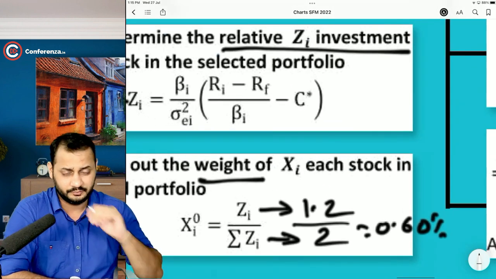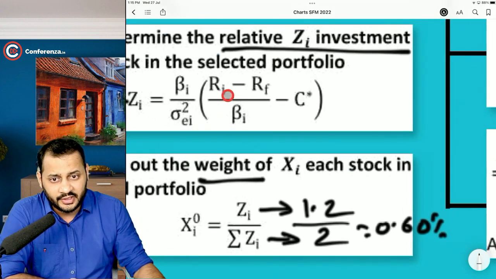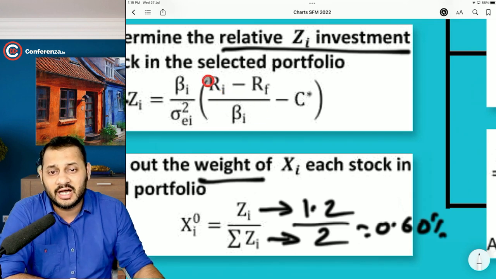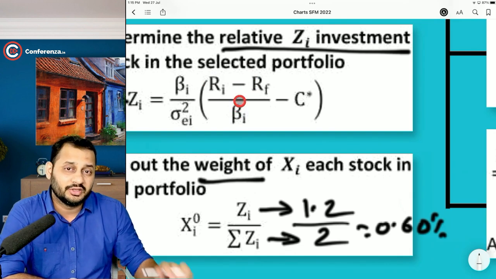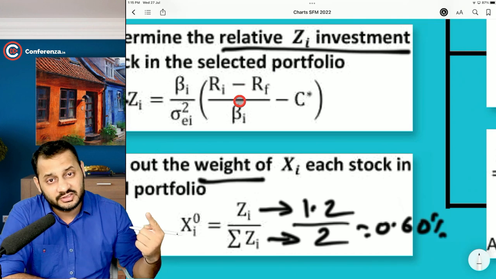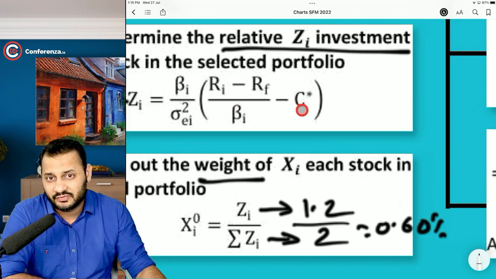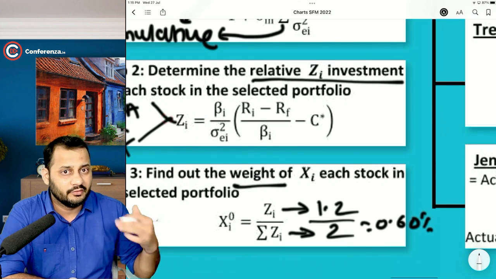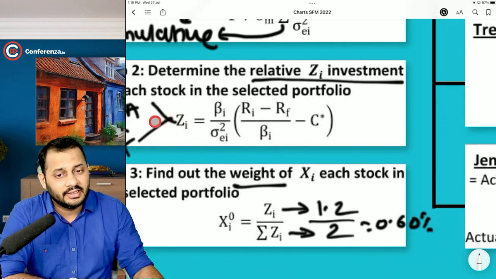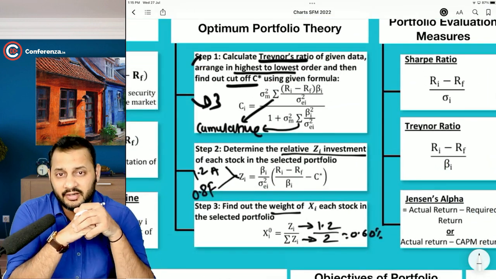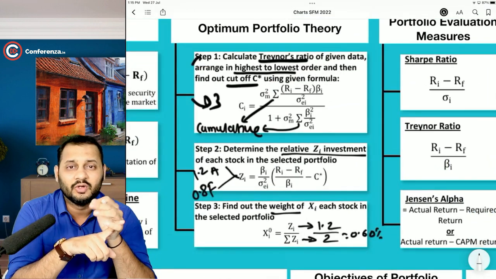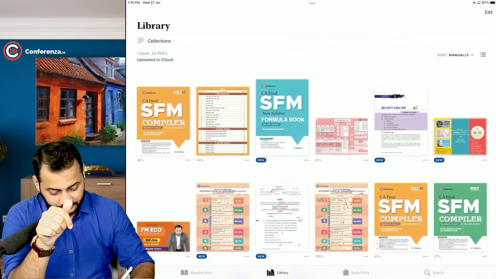And what is the formula for the relative investment? See, in the bracket you are going to take the Treynor ratio. This Ri minus Rf divided by beta i is nothing but the Treynor ratio. So the Treynor values that you have calculated in the very first step, minus the C asterisk, the highest value of C, multiplied by the systematic risk divided by the unsystematic risk variance. That's it. Very simple. Over a period you will learn about it. So Zi will be calculated like this, and then the weight is very simple. Now we are going to again repeat all the steps by solving a particular question. Have a look at this.